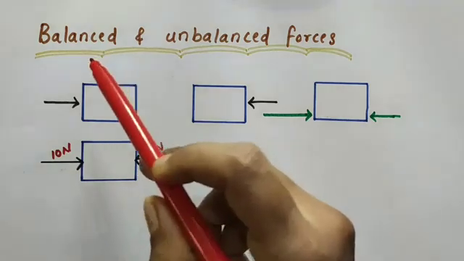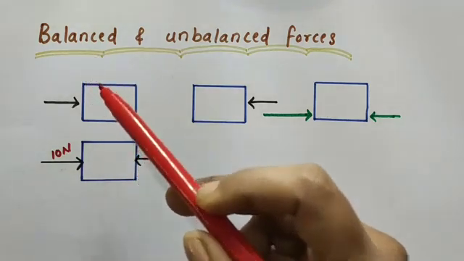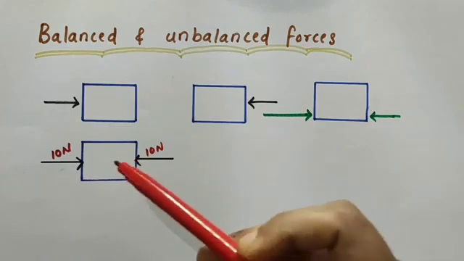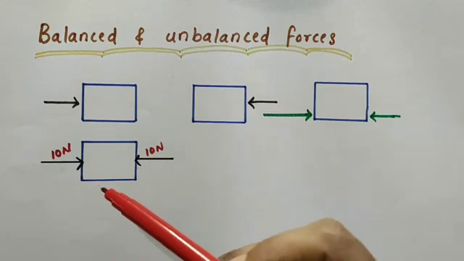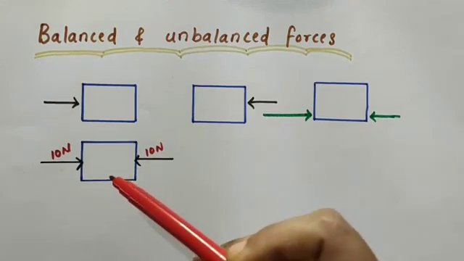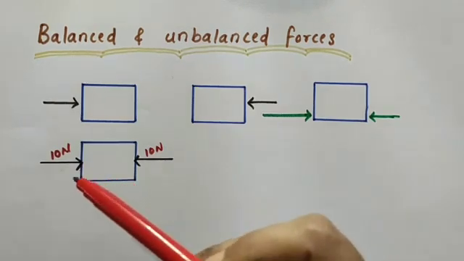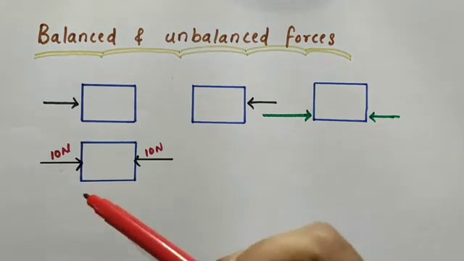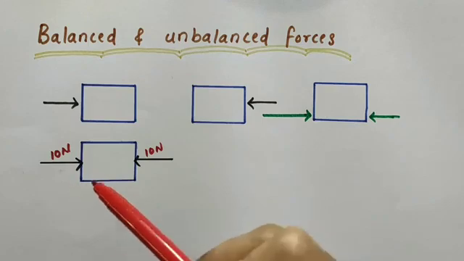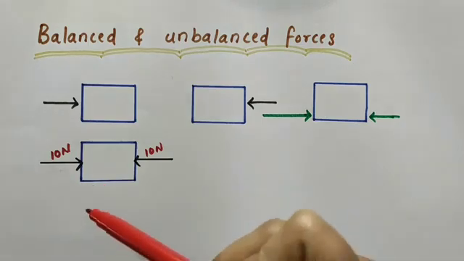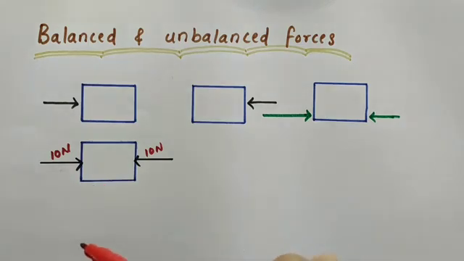That is, balanced forces are the forces acting on an object that do not make any change in the state of the object. Any time there is a balanced force on an object, the object would stay at rest if it was at rest, or the object would continue moving at the same speed in the same direction if it was initially in a state of motion.